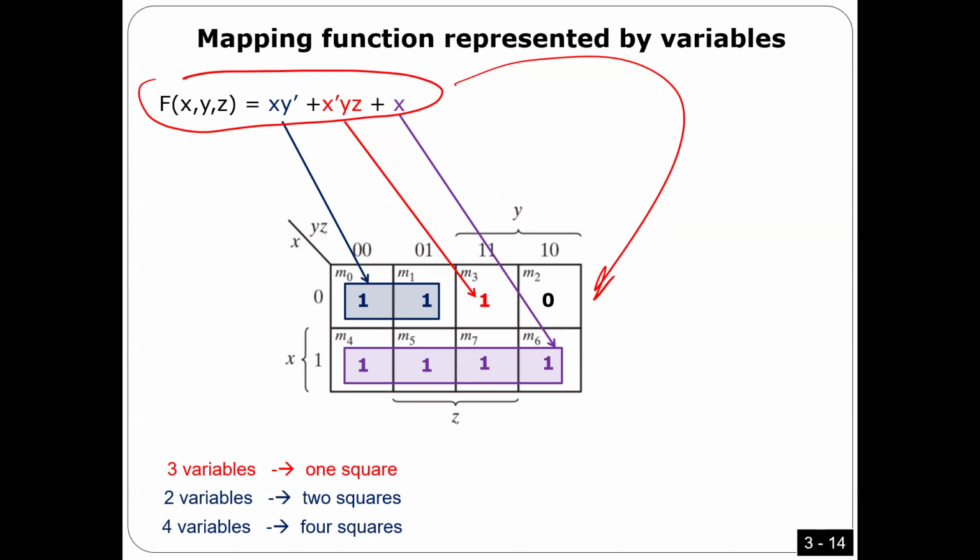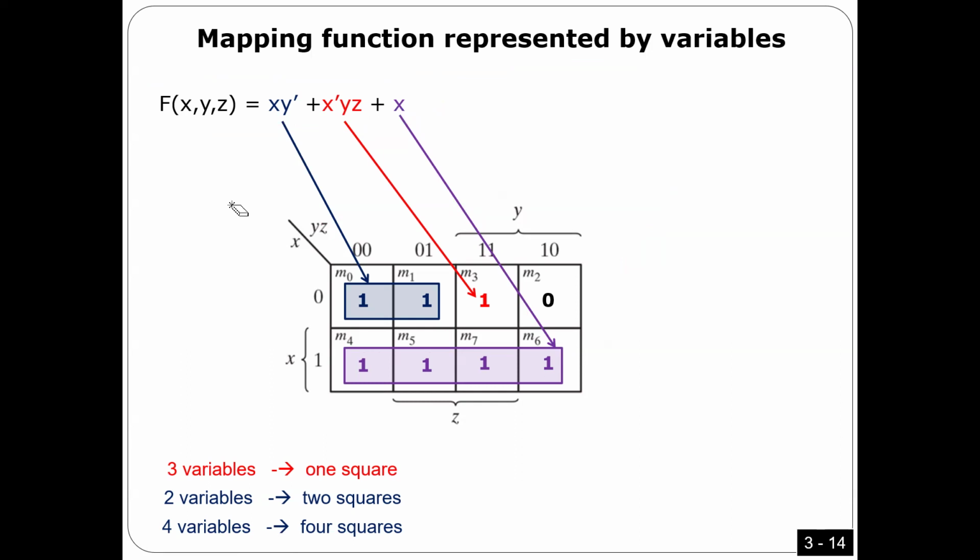There is a very important thing you can learn here, guys. What you can learn here is, when the term has 3 variables, this is equivalent to only one cell. When the term has 2 variables, this is equivalent to two cells. When the term has only 1 variable, this is equivalent to 4 cells or 4 squares. Is that always? Yes, always.